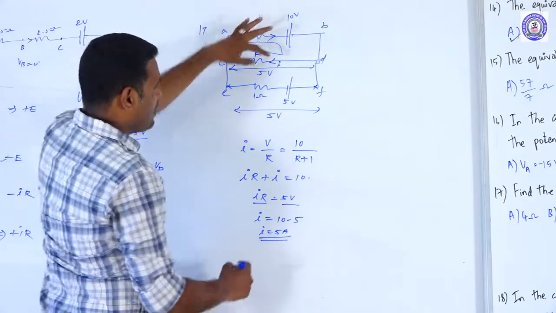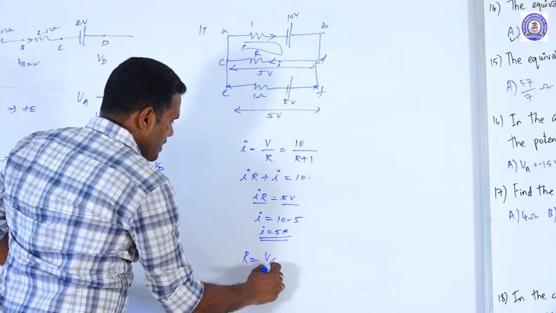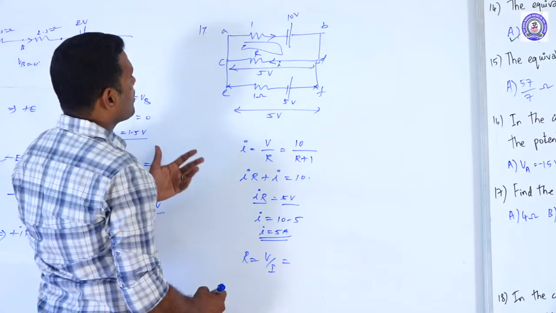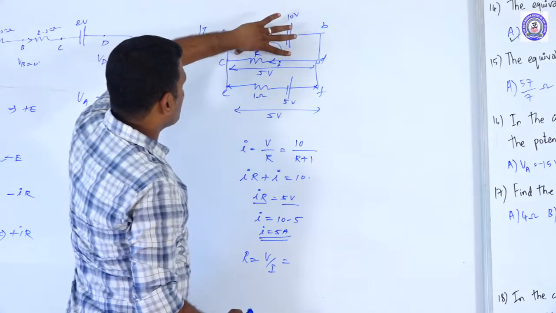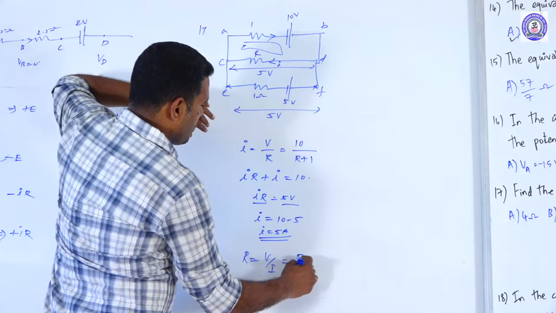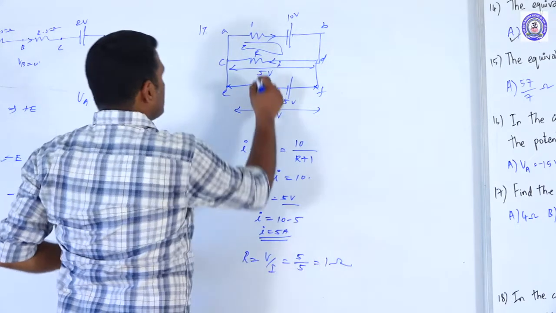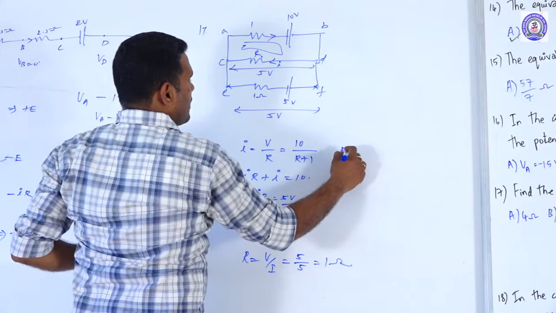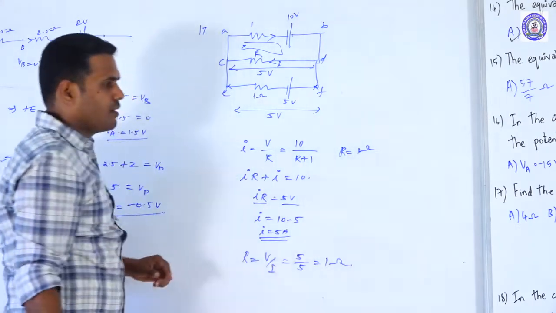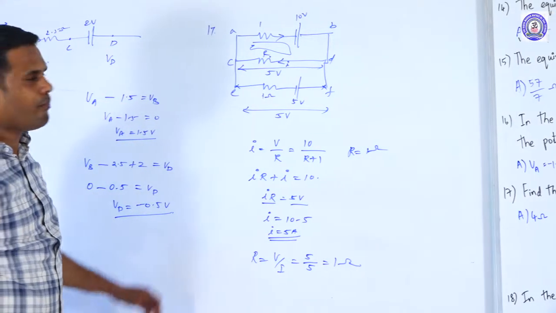What is asked is the value of resistance. Resistance R is equal to V divided by I. What is the potential difference across this path? 5 volt. Current through the path 5 ampere. So this is 1 ohm. This resistance value R is equal to 1 ohm. Resistance value R is equal to 1 ohm.